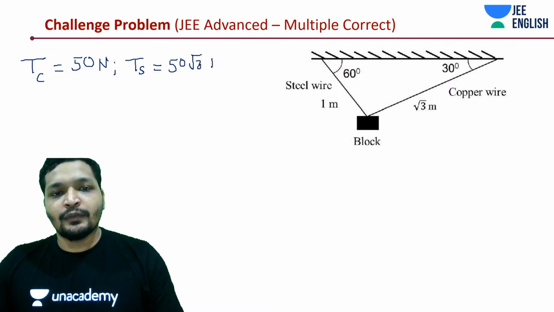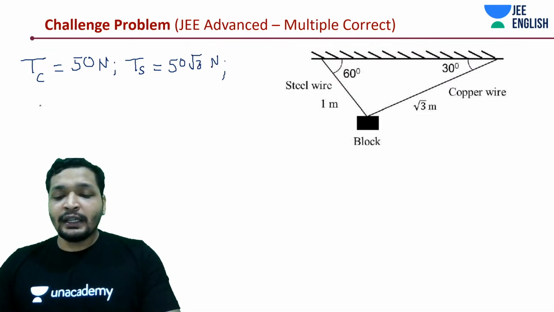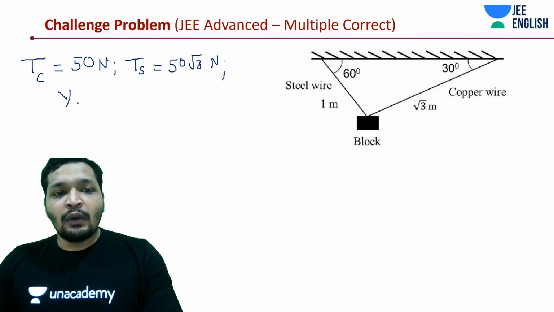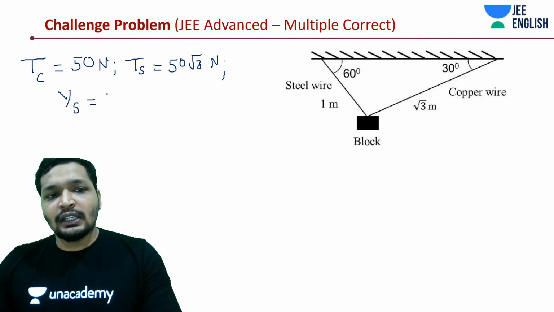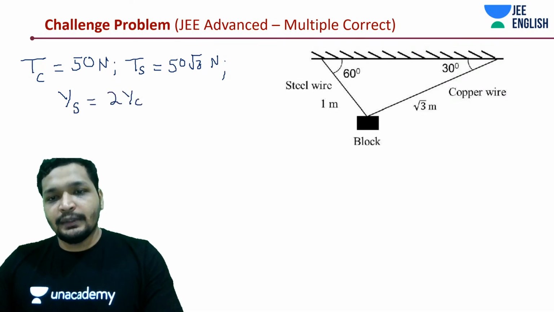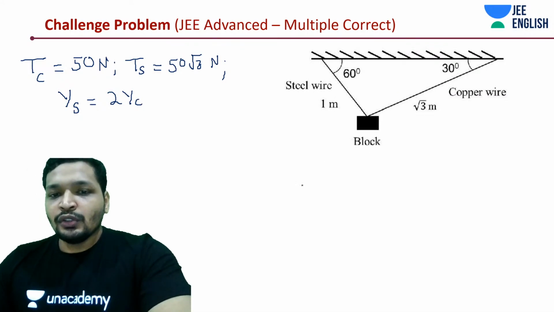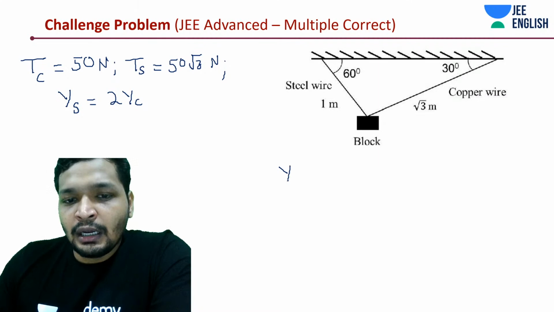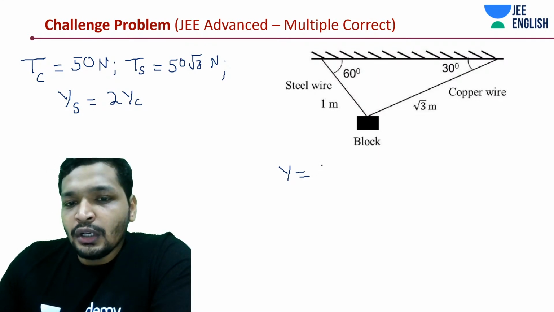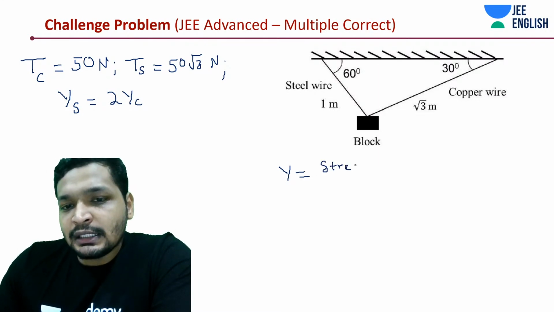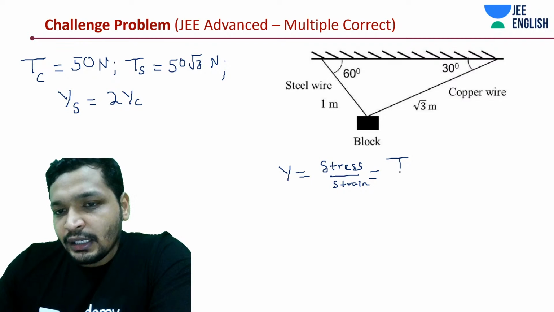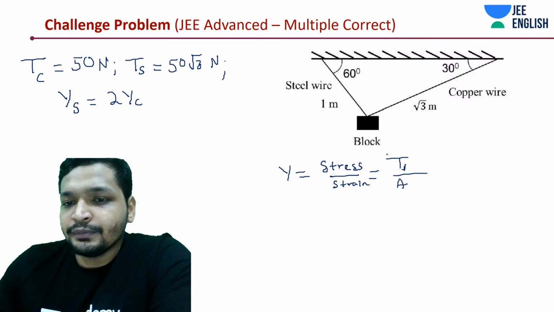Alright, and one more data we have is YS is equal to 2 times YC. This is 1 meter, this is root 3 meter. So elongation, if you remember, Young's modulus is equal to stress by strain, and that is nothing but tension per unit area. I'm calling this T1 by unit area.